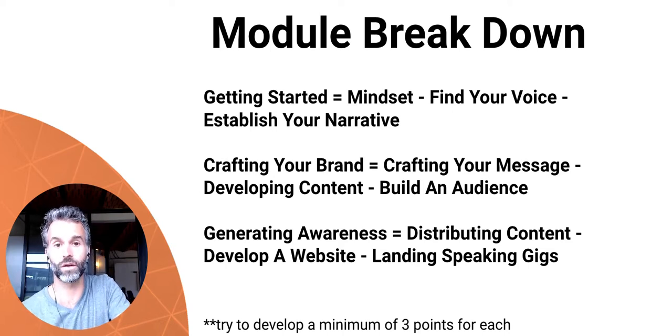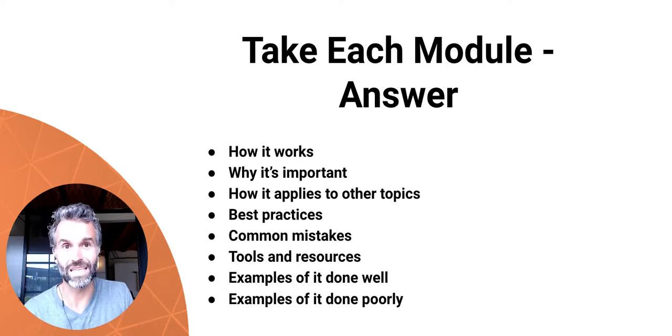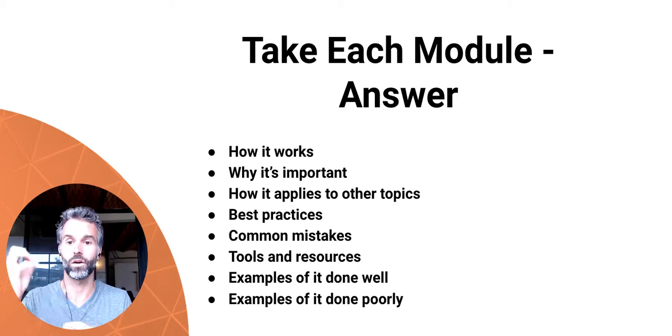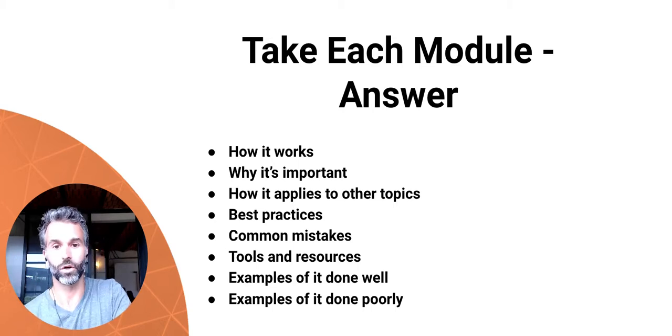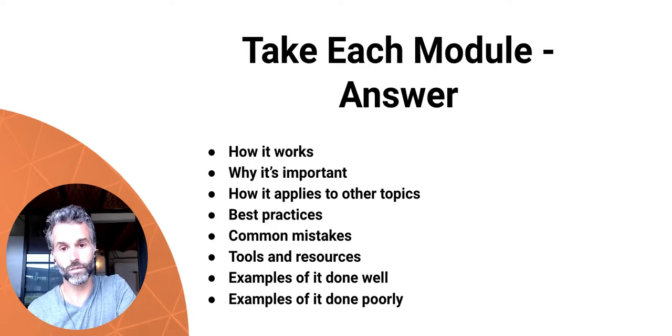So after you've got these modules, you're going to answer these questions. And each of these questions is going to be at least one piece of content, right? Because it is a different subject matter and they all kind of combine together to make that module, right? So if we take a simple example like building an audience, and we break it down. How does that work? How does one build an audience?